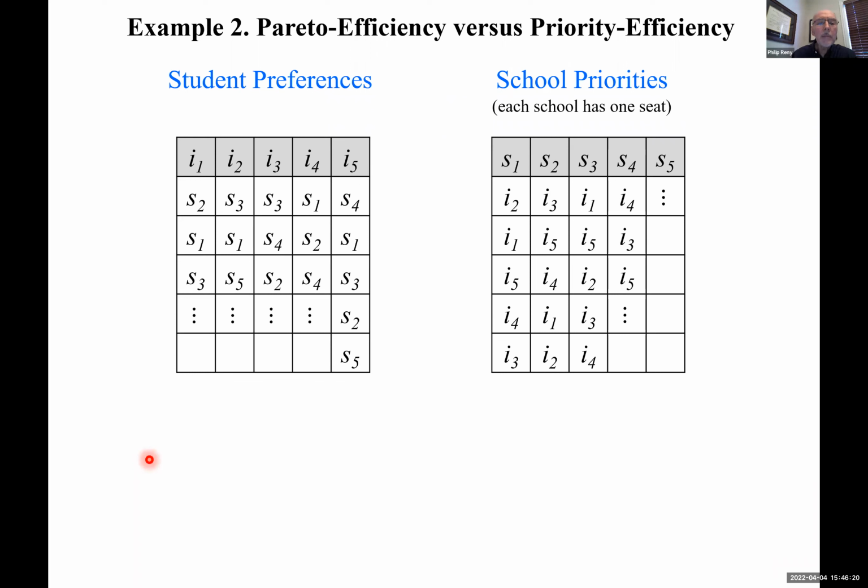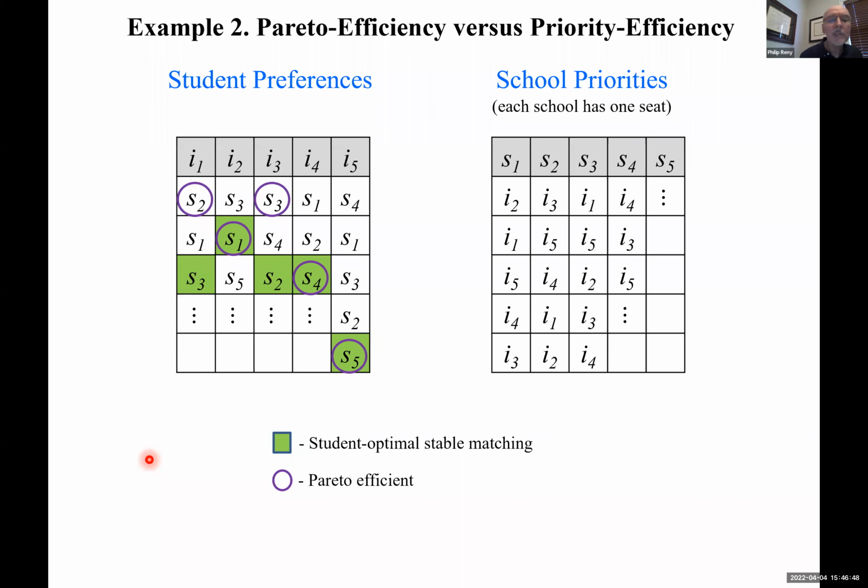Okay, let me go quickly just over an example. Here we have 5 students, 5 schools. These are the preferences. Each school has 1 seat again. And the dots mean that the rankings after this don't matter for the purposes of this example. So here's the student optimal stable matching, which is, in this particular case, here, this happens to be a Pareto efficient matching. I won't go through it. There's nothing interesting there to check. It's Pareto efficient. It happens to Pareto dominate the student optimal stable matching.